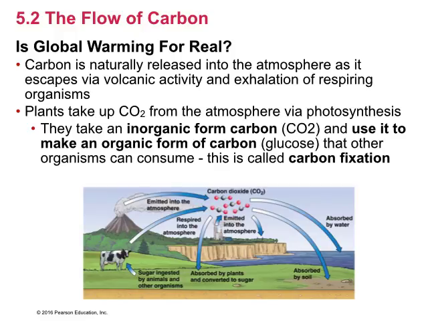And then plants will come along and take up CO2 from the atmosphere using photosynthesis. And this is something amazing that happens. What they do is they take an inorganic form of carbon, CO2, and use it to make an organic form of carbon, glucose, that other organisms can consume. And this is called carbon fixation. It fixes carbon into the living ecosystem.